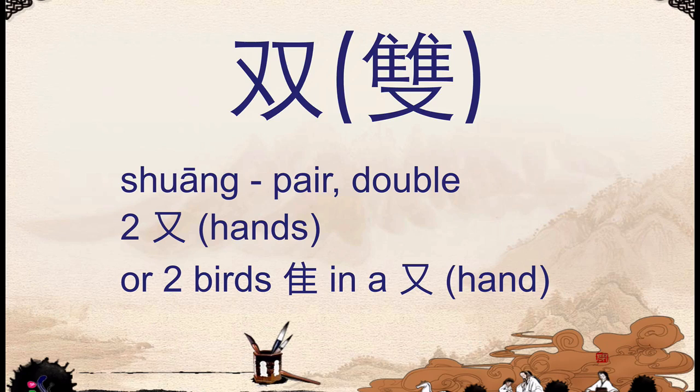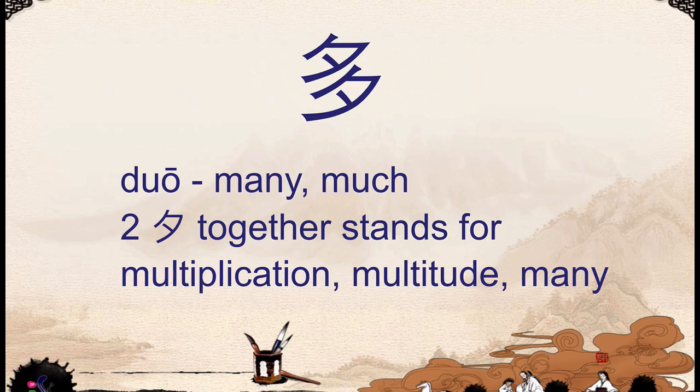So this is duo, many or much, and you can see that the two parts of this character, top and bottom, are essentially the same, but they're duplicated. This represents the idea of multiplication or many. Duo. Okay, so this is the last character we're going to look at in this video.